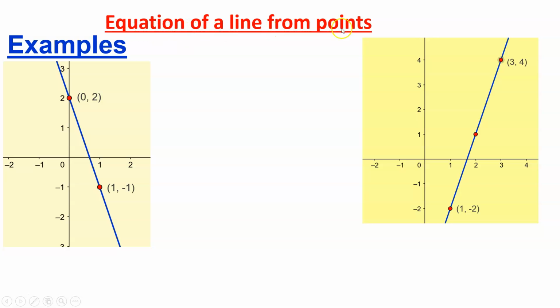Equation of a line from two points. That's the last topic we're going to do. So here, what I got here, I got 2 points, so let us find them. Do we know the intercept? That's what we start with. Yes, the intercept is 2.